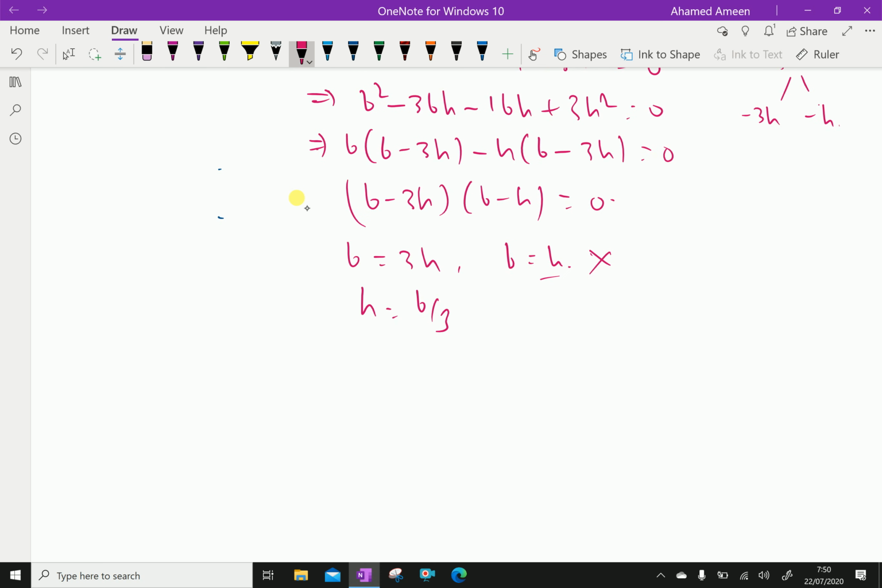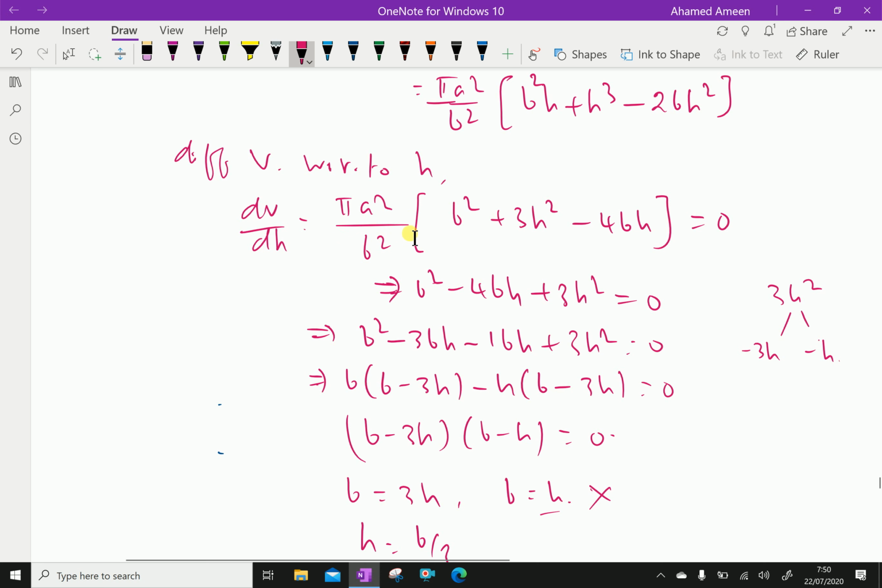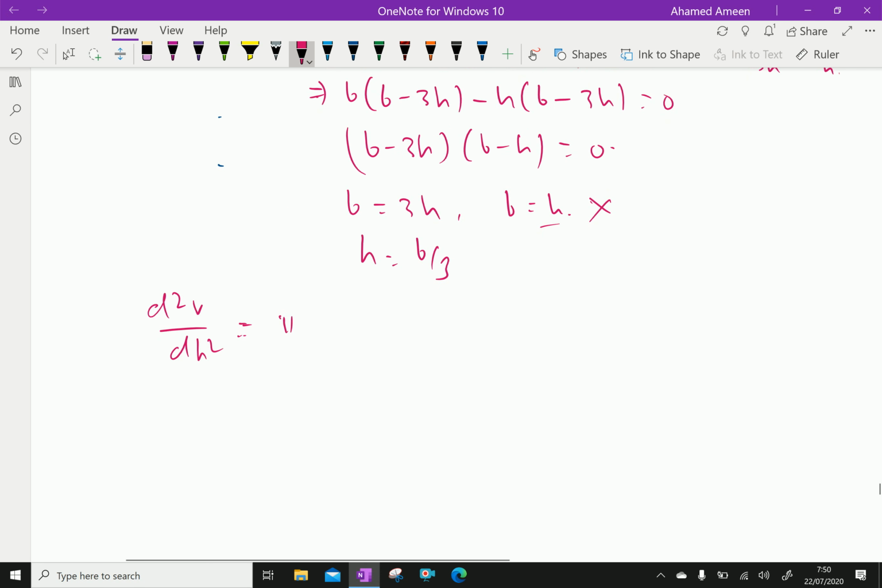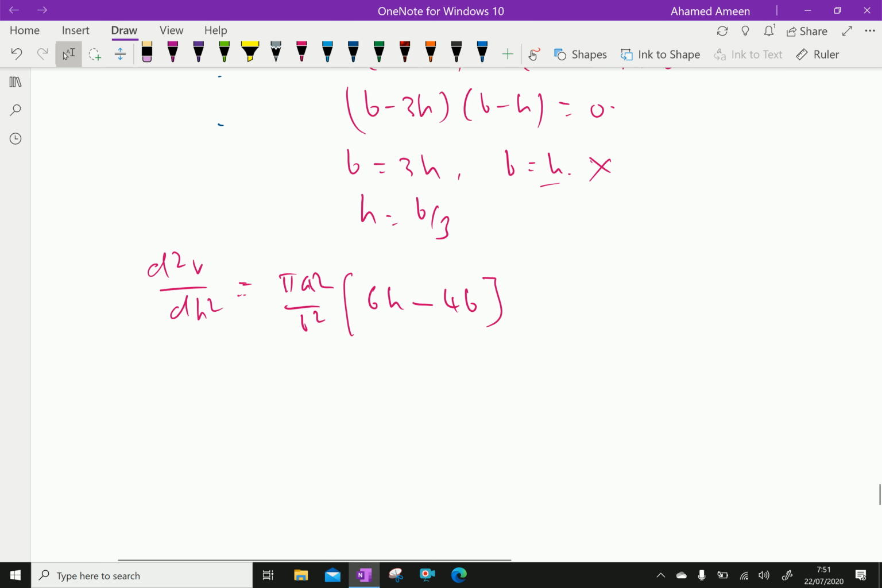Now we do the second derivative, d squared V by dH squared. Already we have dV by dH, therefore we have pi A squared over B squared times (6H minus 4B). Now the critical number is H equal to B by 3, so we substitute it into d squared V by dH squared.